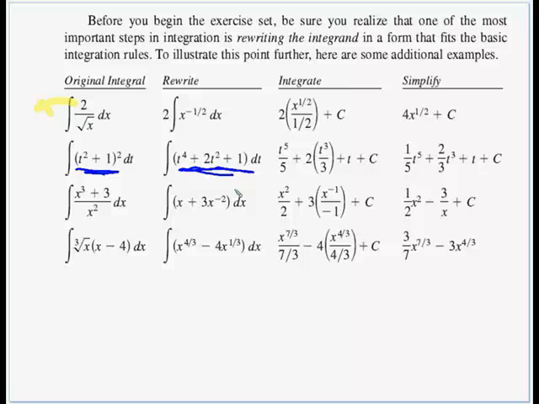In this one, we have x to the 1/3 times the quantity x minus 4. Distribute. Here we would add the exponents. x to the 1/3 times x to the first is x to the 4/3. And then we would have negative 4 times x to the 1/3. And then we have it again in independent pieces that we can simply integrate by raising the power by 1, and dividing by the new exponent.